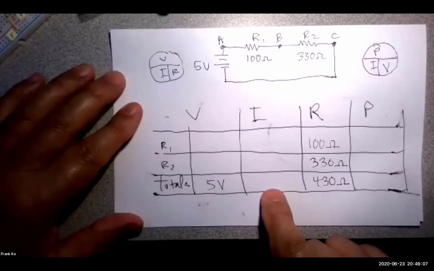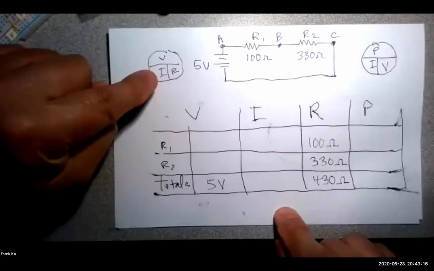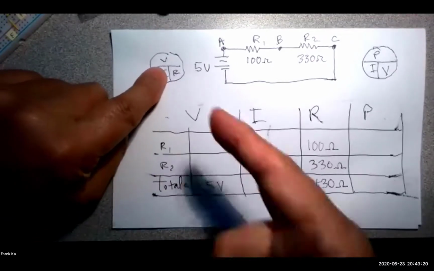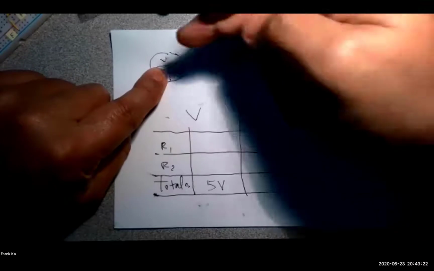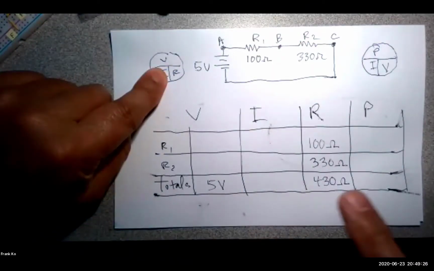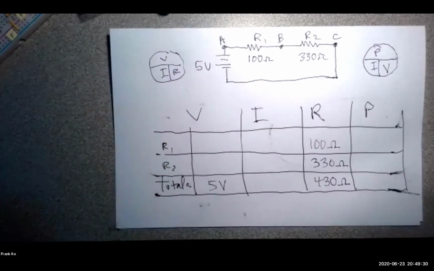So if we're looking for current, I, and I have a V and an R, can I use this circle formula, cover the I, and if I cover the I, what's left in my circle? V divided by R, yes? Do I have a V? Do I have an R? Can I take the V and divide by this R of 430? Yeah.